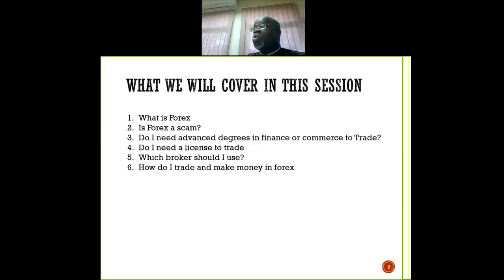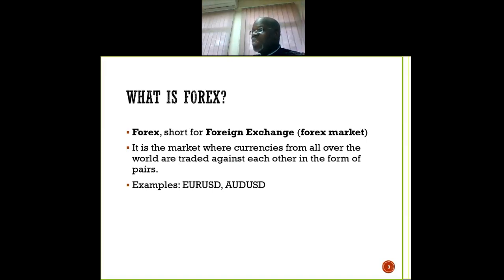All right. So, what is Forex? Well, as the name suggests, it is short for foreign exchange, or the Forex market. This is where currencies from all over the world are traded against each other in the form of pairs. The example I normally like to give is, if you are living in Kenya or Zambia, like I am right now, and you want to buy a plane ticket, some of the agents might tell you you have to pay in dollars or euro, depending on the airline. Or better yet, if you want to travel to Europe or the US or wherever, chances are you'll have to exchange your local currency to that foreign country's currency.